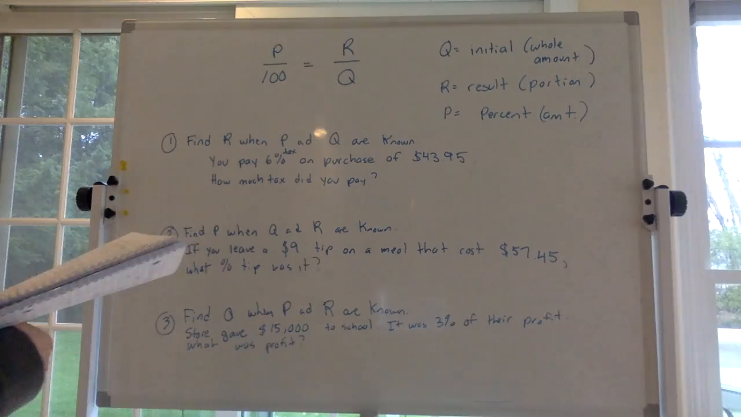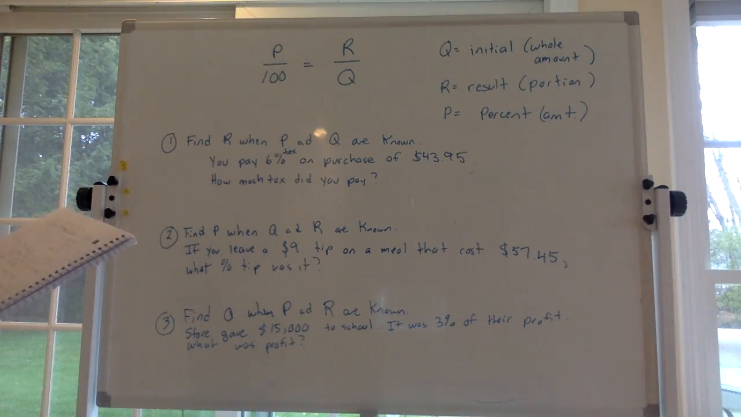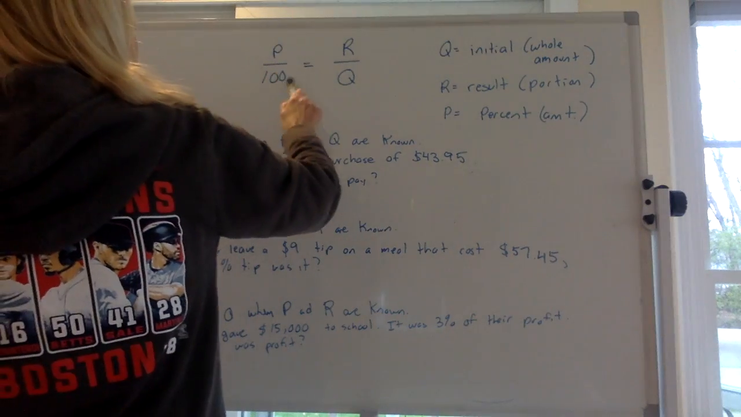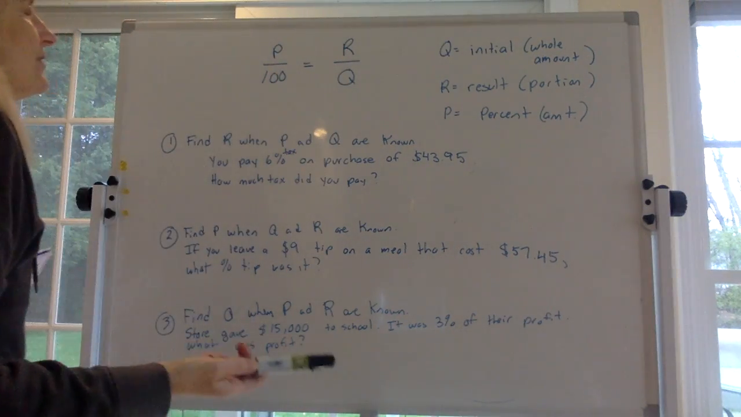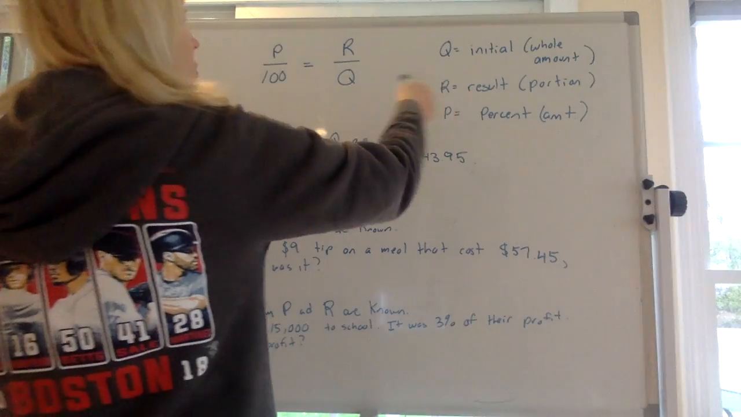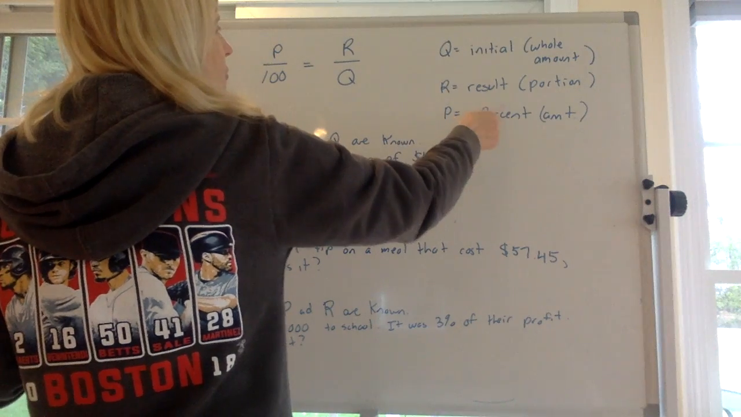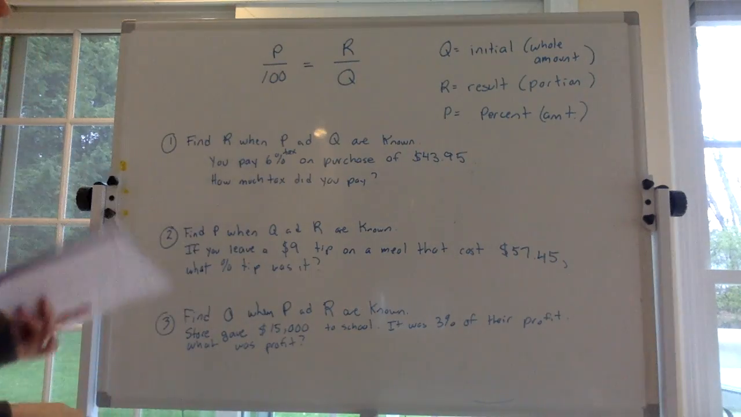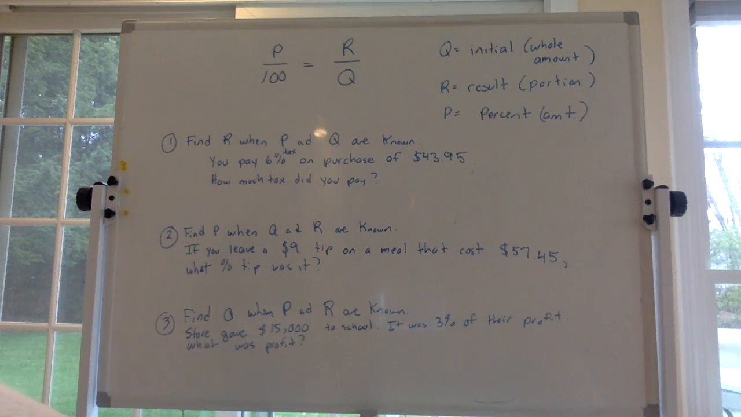Hi everybody. This video has to do with using the percentage equations to find different quantities, the percentage equation. So what is that? What am I talking about, the percent equation? It's P over 100 equals R over Q. What are these things? Q is some initial whole amount, R is some result, some portion of that total amount, and P is the percentage that represents that portion of the total amount.